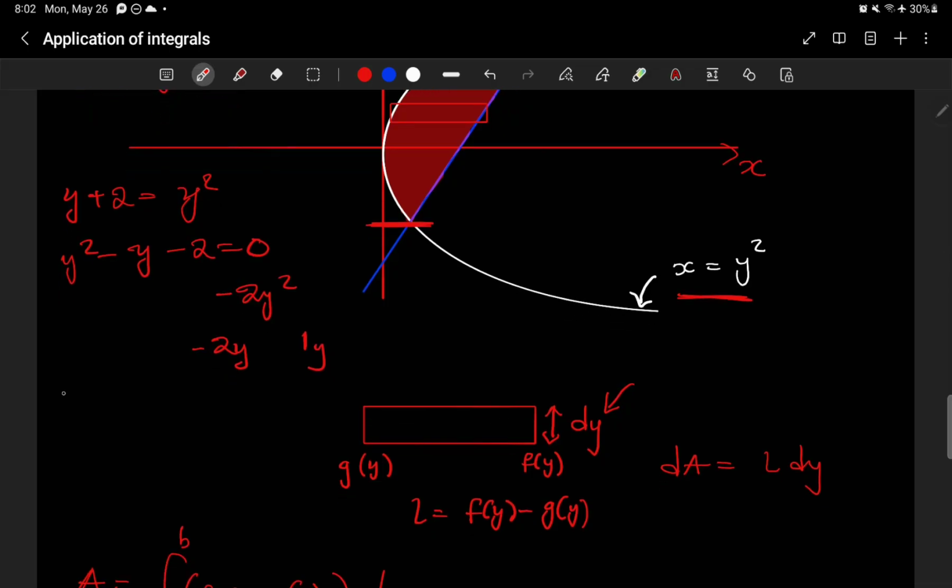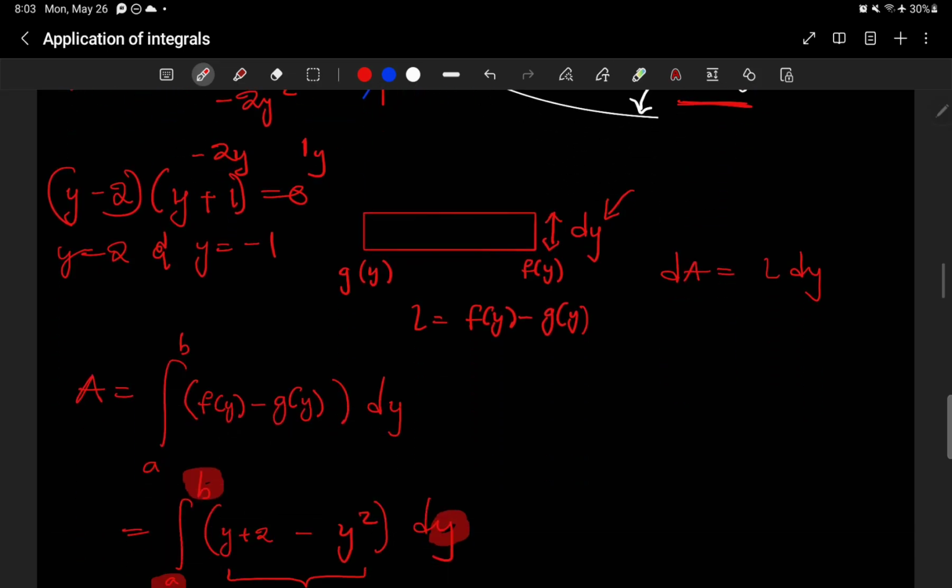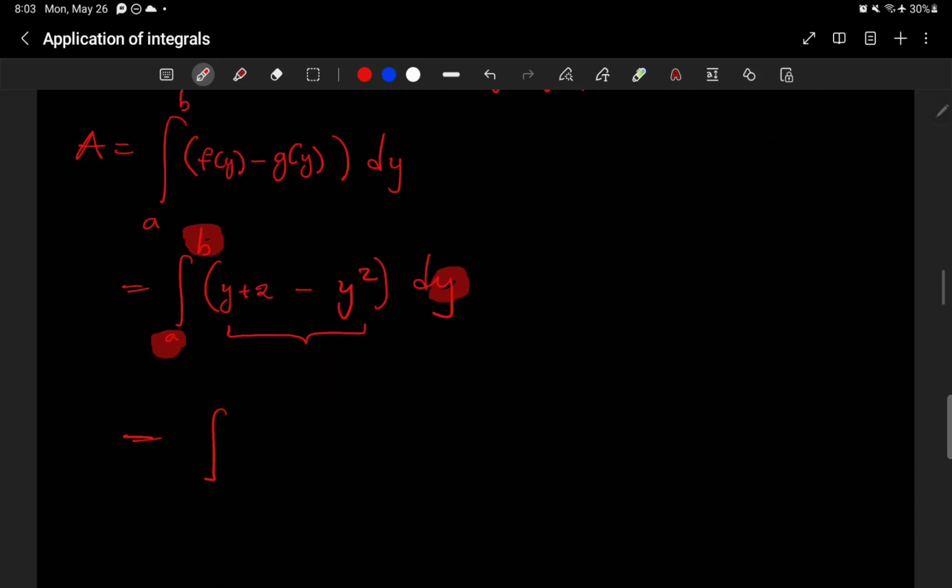So from here, of course, after all is said and done, this is going to be y minus 2 and y plus 1 is equal to 0, or y is equal to 2 and y is equal to minus 1. This makes sense. The lower one is going to be minus 1. The bigger one is going to be positive 2. So the smaller one is minus 1, and then we have a 2 there. So we're integrating y plus 2 minus y squared with respect to y.